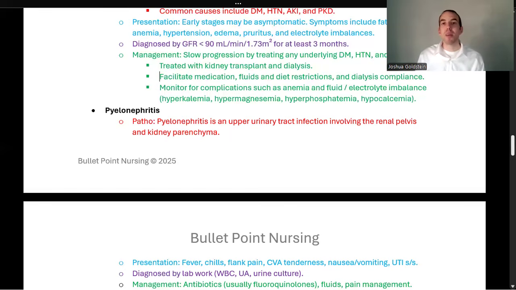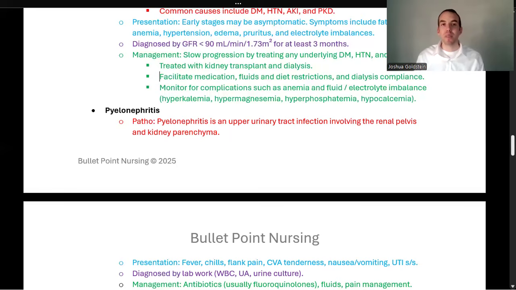We're going to keep a close eye on complications, especially once they get to that ESRD, to that dialysis stage, checking for fluid and electrolyte imbalances, such as hyperkalemia, hypermagnesemia, hyperphosphatemia, and hypocalcemia. Notice which ones are hypo and hyper, because I've seen this as common test questions in nursing banks about dialysis.